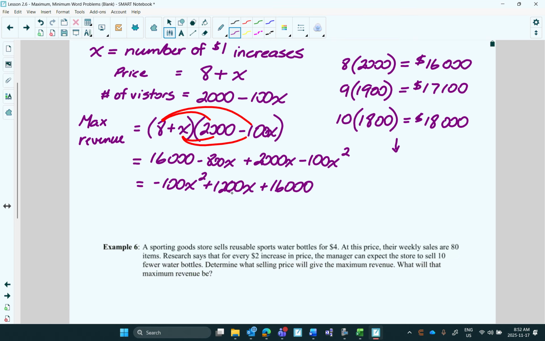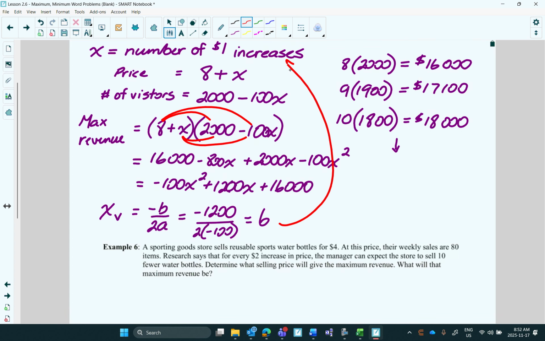All right, so now we're ready to find the number of increases that will give you the maximum, which is the x vertex. So negative b over 2a equals negative 1200 over 2 times negative 100 equals, I'll let you guys do it, I don't trust myself anymore. Thank you. So what does that mean?